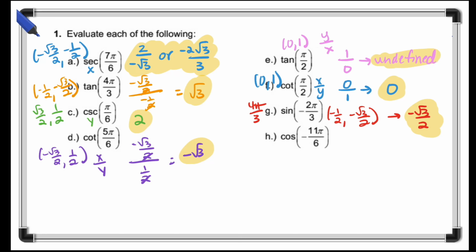And with negative 11 pi over 6, that will land at the same spot as pi over 6, whose terminal point is root 3 over 2 and 1/2. Cosine is our x value, and that gets us root 3 over 2.